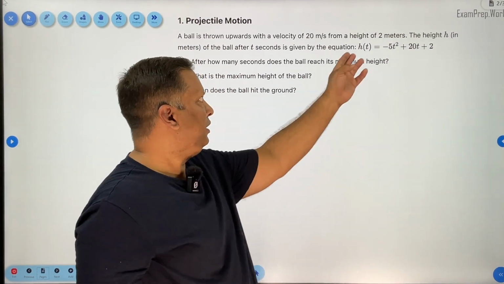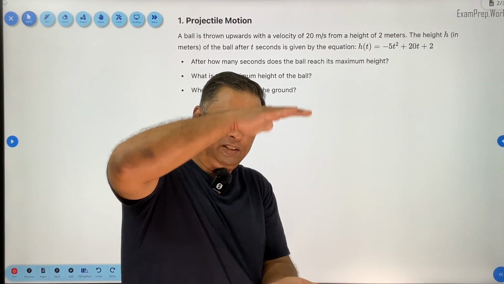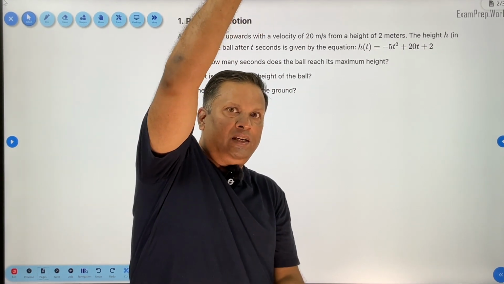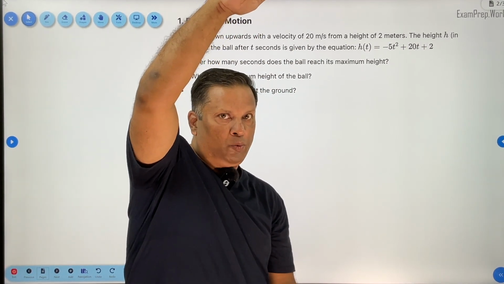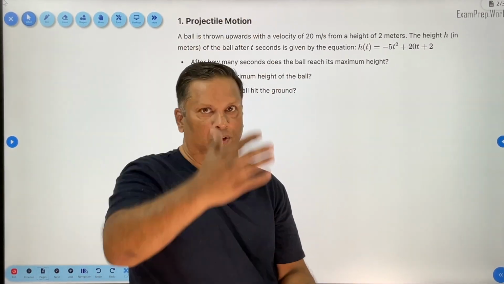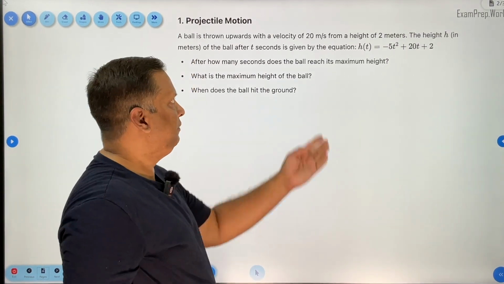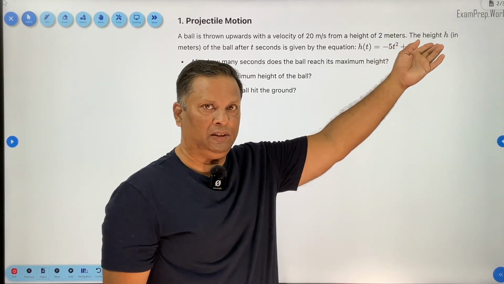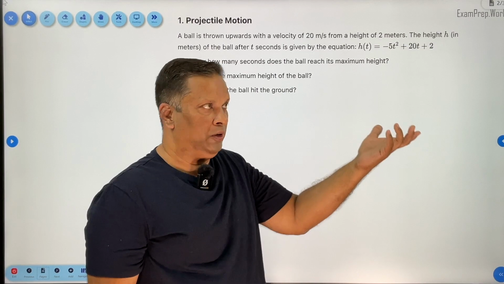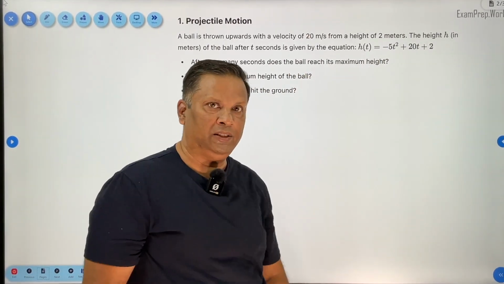Here they have given height after time t. After first second it reaches some height, second second, third second, fourth second, fifth second. At some point it is going to reach the highest point, and then it is going to fall. The time taken to go up is equal to time taken to come down. That's part of physics. But here they have given us the direct function which the ball is following, so we'll use that.